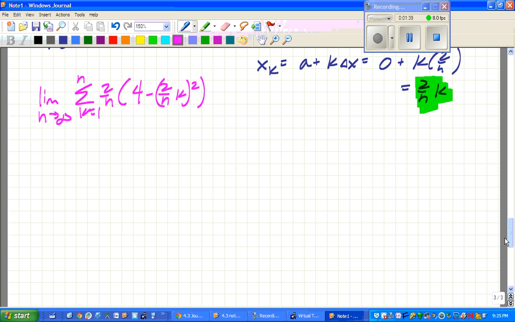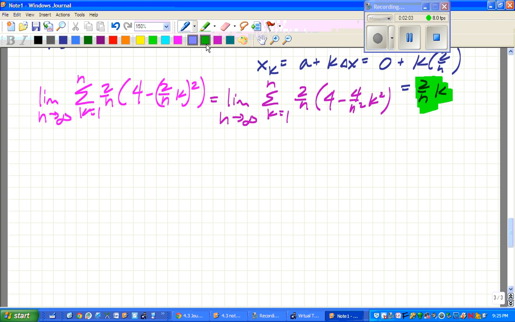But now we want to go ahead and take this and do a little simplifying inside. So we have limit as n approaches infinity of the sum from k equals 1 to n. I'm going to go ahead and square that on the inside. So we have 2 over n times 4 minus 4 over n squared times k squared. Then we can distribute that 2 over n. So we have limit as n approaches infinity of the sum from k equals 1 to n of 8 over n minus 8 over n cubed times k squared.